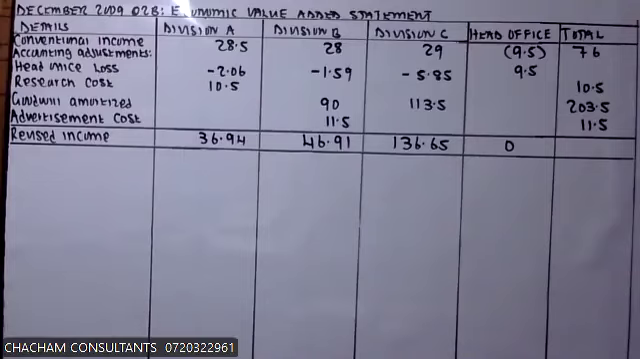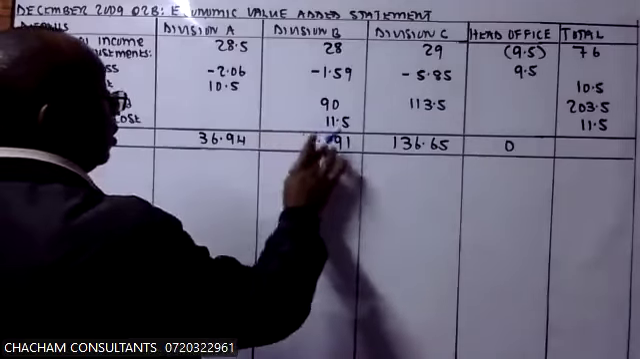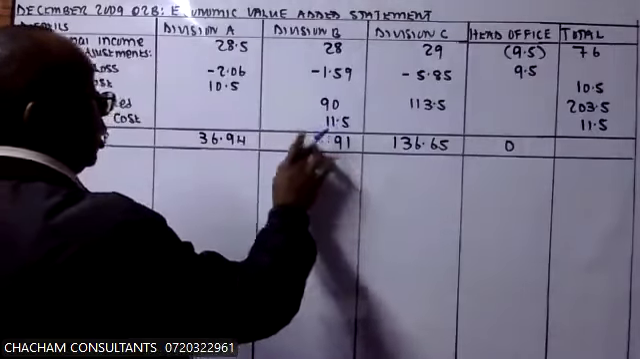A question. Yes, Patricia. Division B. We are taking 28, we are subtracting 1.59. Are we still adding 90 and 11.5? Yes, I haven't even looked at it, I have just written it. Then that can't be the answer. What is the answer? 120. 127.91. So I have checked.